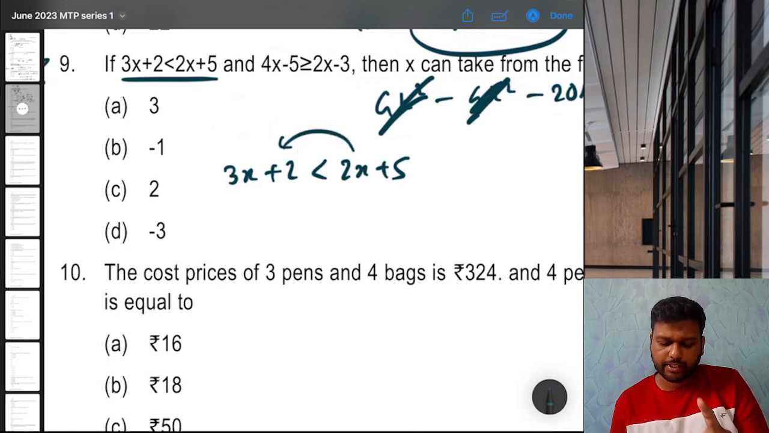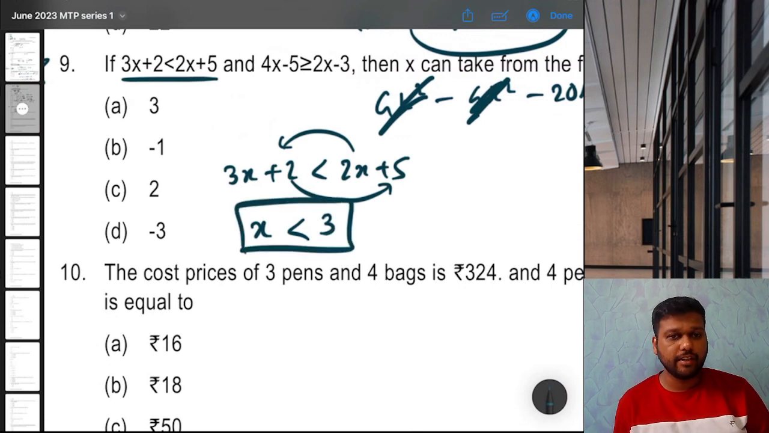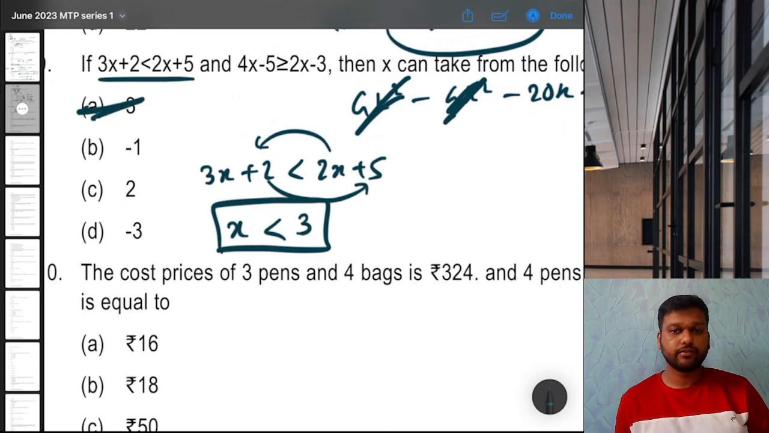Let's just take this 2x here and this 2 here. So 3x minus 2x is x is less than 5 minus 2 is 3. So x has to be less than 3. So this is not the answer.